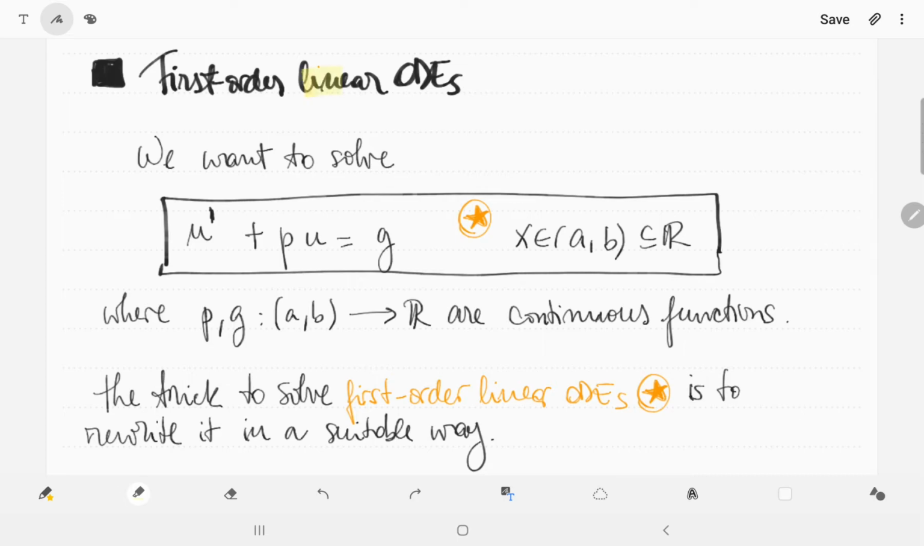And it is still a linear ODE because we have here a coefficient and here there is a 1. And we have this function g here. This is not necessarily a number, it's a function, and same for p. So we want to solve this equation.